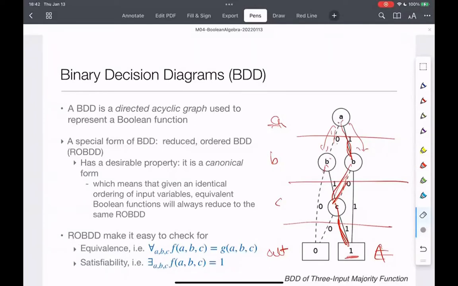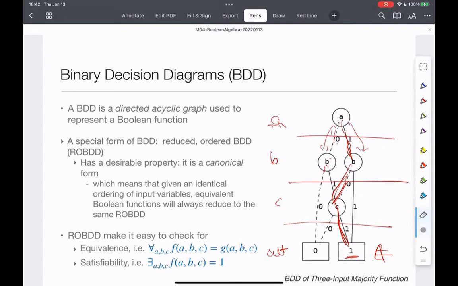ROBDDs have the property that depending upon the function, it could be very simple to check. For some functions, it could be exponentially hard. In worst case, it can be exponentially hard. But in case of truth table, you'll always have to compare an exponential number of rows. So while truth table is canonical, it's not very efficient storage-wise, and it's not very efficient to check for equivalence.